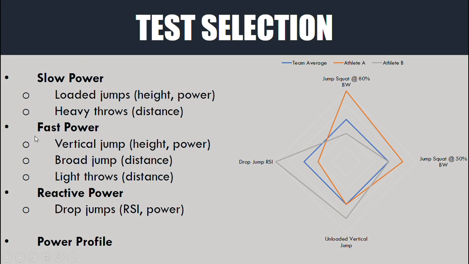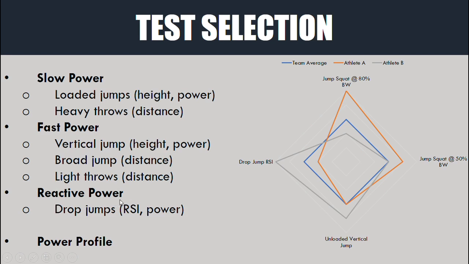We then have fast power. This is essentially the same thing, but decreasing the amount of time they have to produce force. So something like a vertical jump that's unloaded, and we can use height like a Vertec, or we can use power if we have a force plate. We can use broad jumps for distance unweighted, or we can use, again, implement throws of lighter weights, and we can use distance as a measure for that.